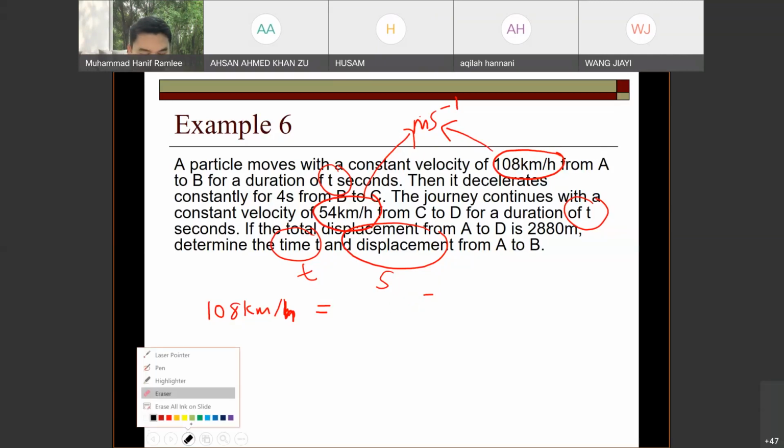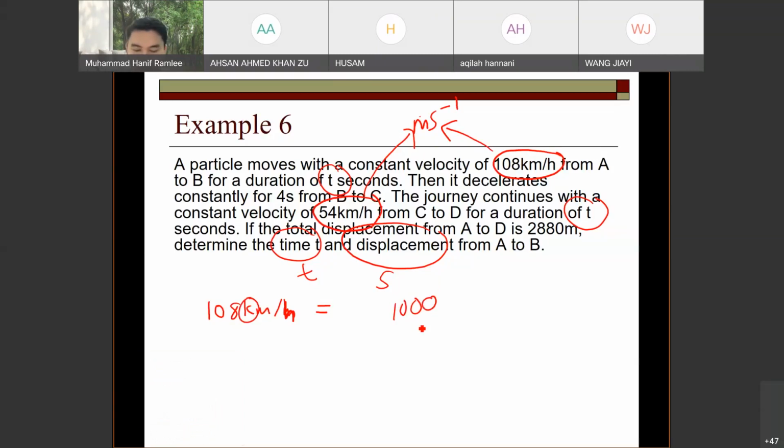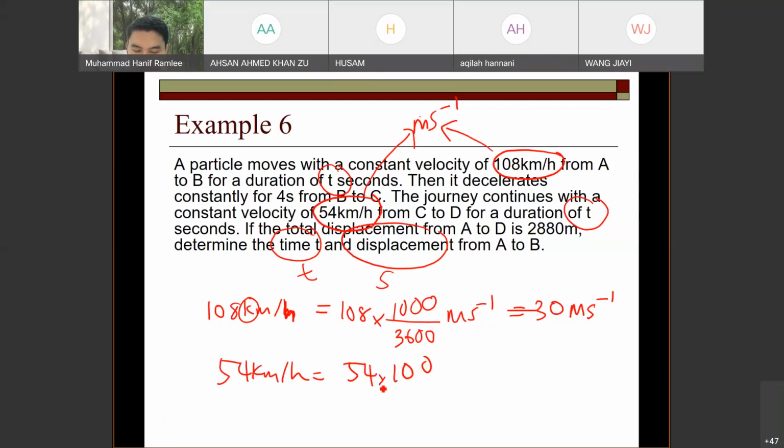Okay, thank you, Li Jiaying. The answer is correct. So it should be multiplied with 1,000 meter over 3,600, which is 30 meter per second. And the same goes to 54 kilometer per hour. You have to convert into the SI unit. 54 times 1,000 over 3,600. You will get 15 meter per second.